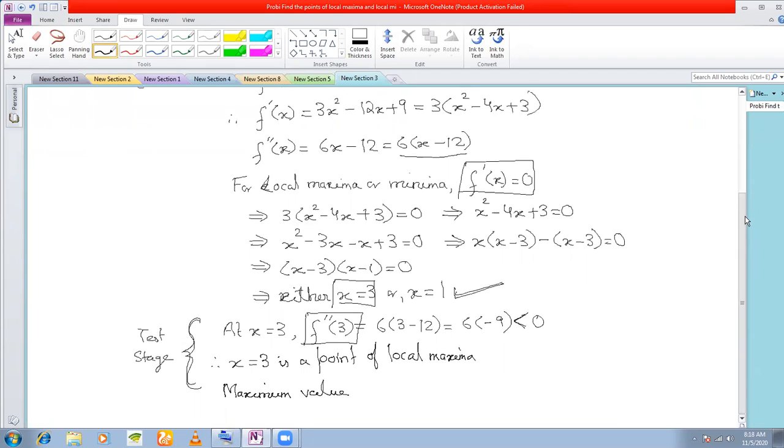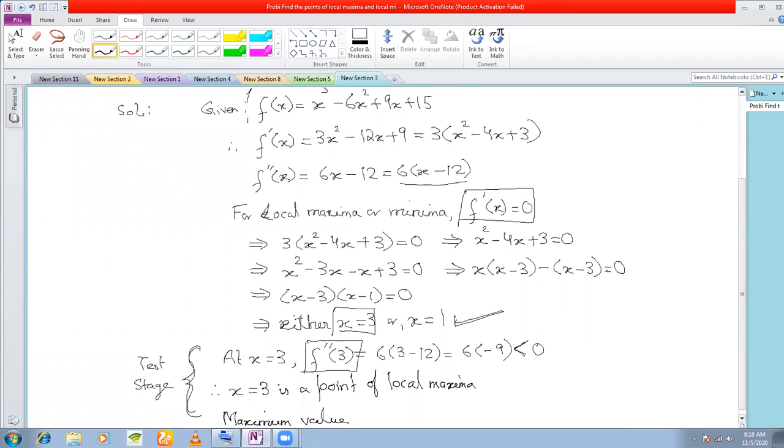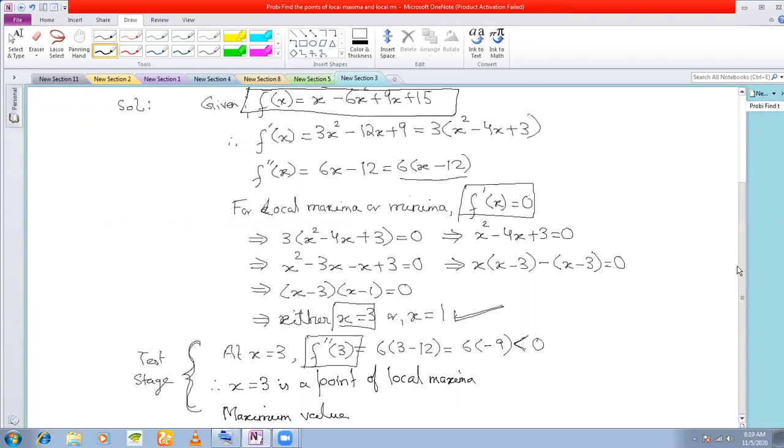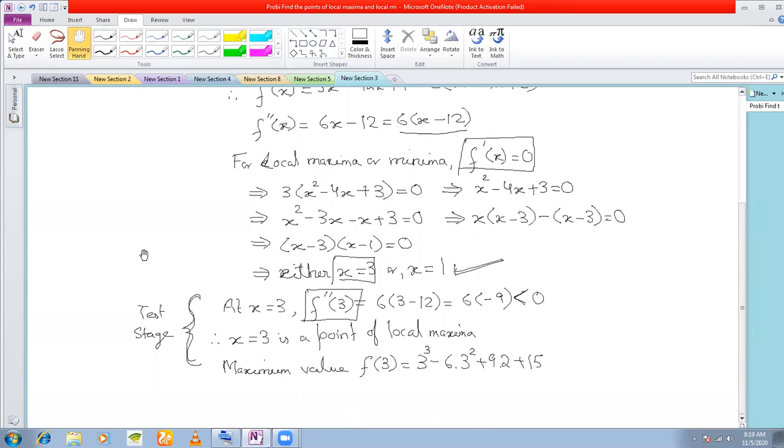Now in order to find the maximum value, you will put x is equal to 3 in the given function. So maximum value will be f(3), which is 3 cube minus 6 into 3 square plus 9 into 3 plus 15. At x is equal to 3, the value is 15. So we have checked for one point.